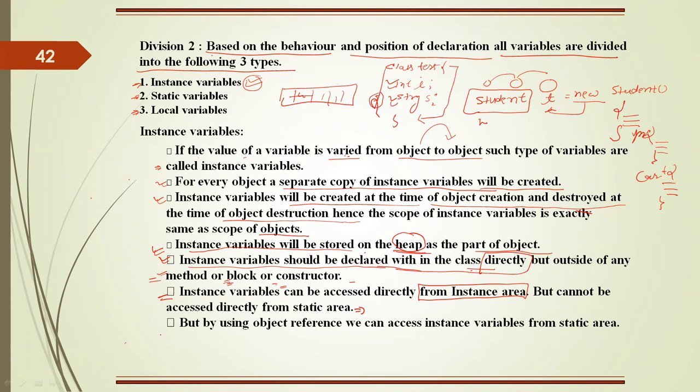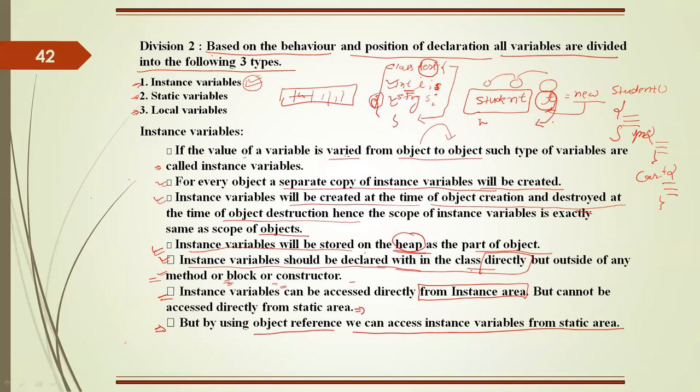But by using an object reference, we can access an instance variable from the static area. What is that? By using the class reference, you can access the instance variable inside the static area, right? So now this is clear.